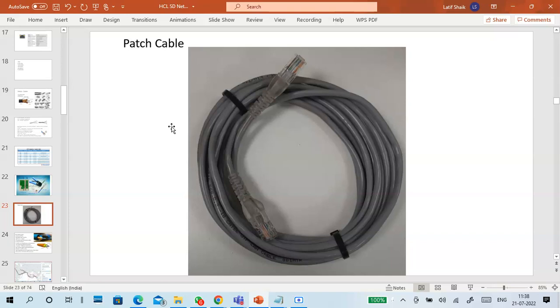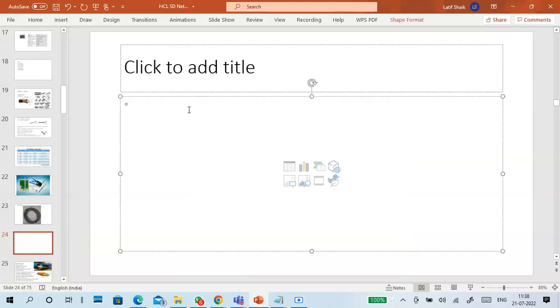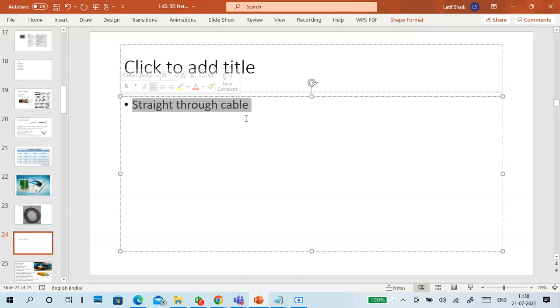Of course, there are different cable types, guys. Based on connectivity, the cables are straight through cable, crossover cable, and rollover cable.